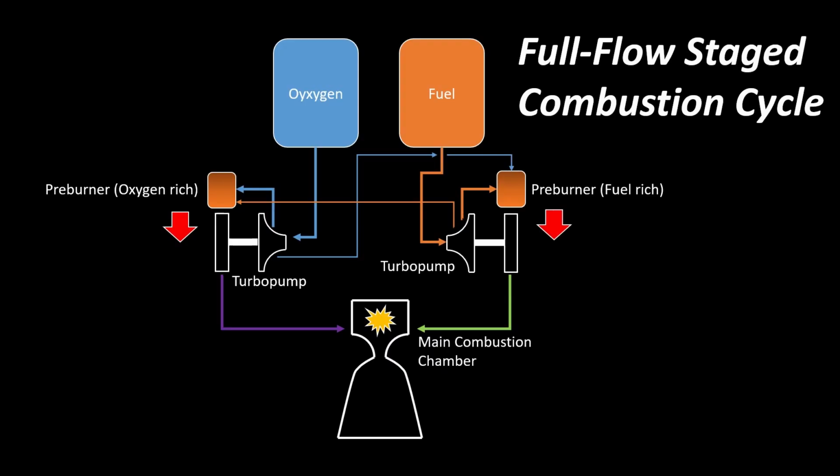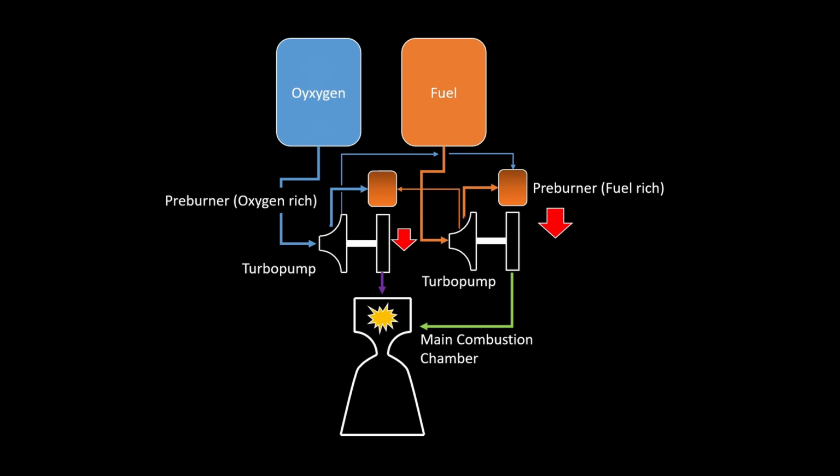Let's go back a bit to the full flow stage combustion cycle stuff. Remember this simplified version of the cycle? Well, that's not what the setup of the preburners is actually like. Due to all the cooling systems and heat exchangers, the oxygen pump and preburner aren't on the right, but rather placed right on top of the main combustion chamber. Now our version of this cycle looks more like the actual engine.